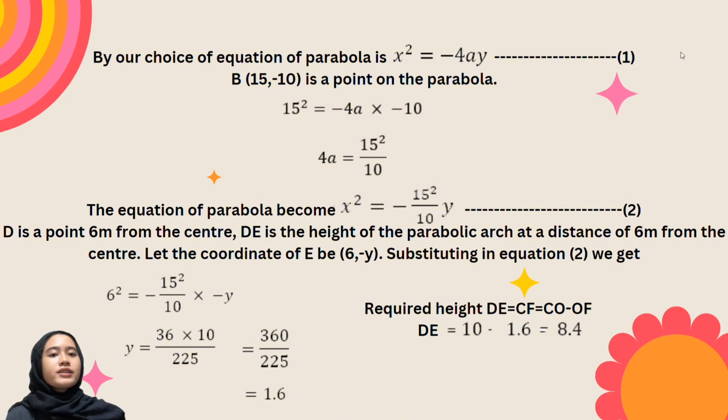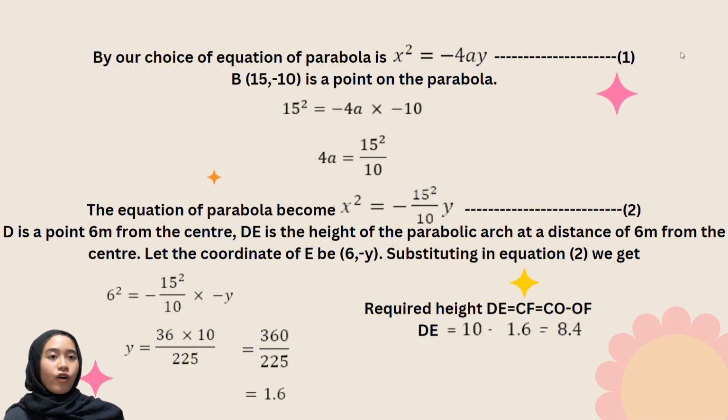D is a point 6 meter from the center. DE is the height of the parabolic arc at a distance of 6 meter from the center. So let the coordinate of E be (6, -y), and substitute into equation 2. We get 6 squared equals negative 15 squared over 10 multiplied by negative y, and the answer is 1.6. Required height DE equals CF equals CO minus OF. DE equals 10 minus 1.6, and we get 8.4.